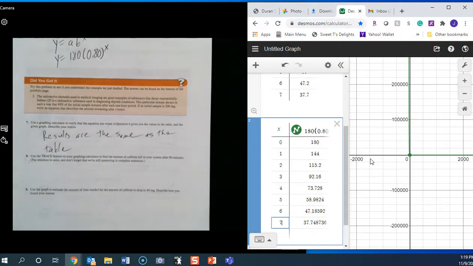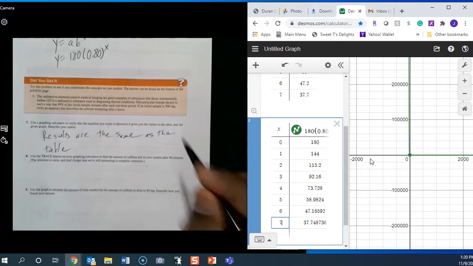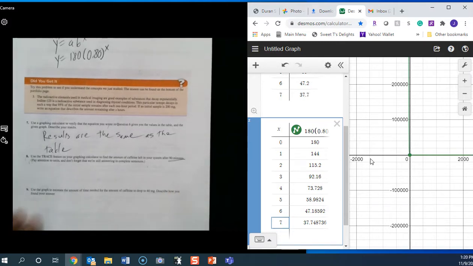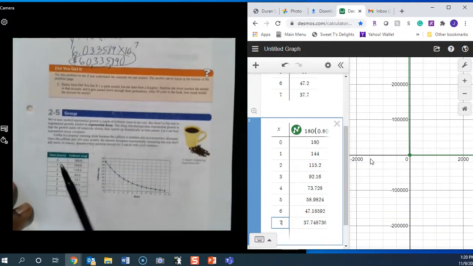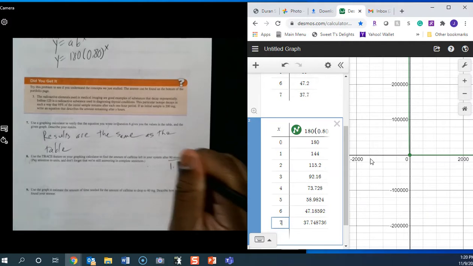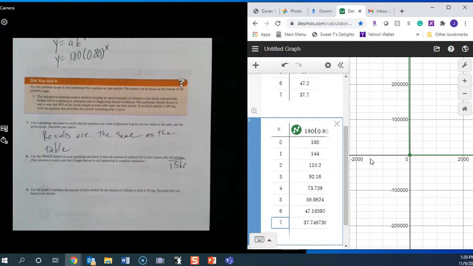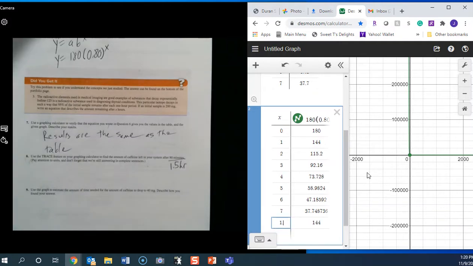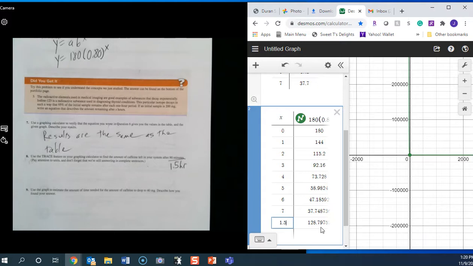Now it says use the trace feature on your graphing calculator to find the amount of caffeine left in your system after 90 minutes. Now remember, when we look back at the table that we had, this table was in hours. So we would have to change this 90 minutes to hours. We all know that 90 minutes is 1.5 hours because it's 60 minutes in an hour. So 1.5 hours is 90 minutes. Okay, so now that we have that, we could just type in 1.5 and then we have 128.80 or 0.79.